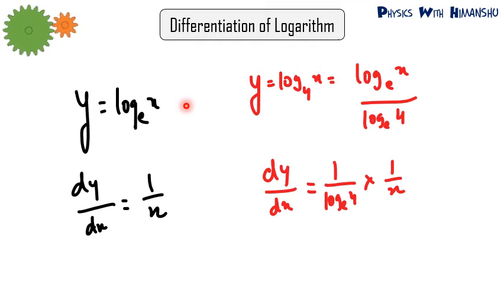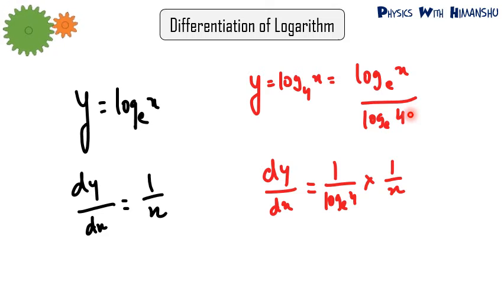Okay, now you have to also remember what will be the differentiation of logarithm function. Suppose we have y equal to log x when base is e, then dy by dx will simply be 1 by x. But suppose the base is not e, suppose y equal to log_4 x, then you have to change the base to e. So log_4 x can be written as log_e x upon log_e 4.